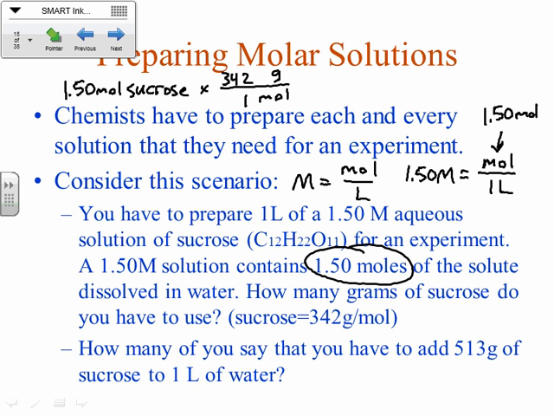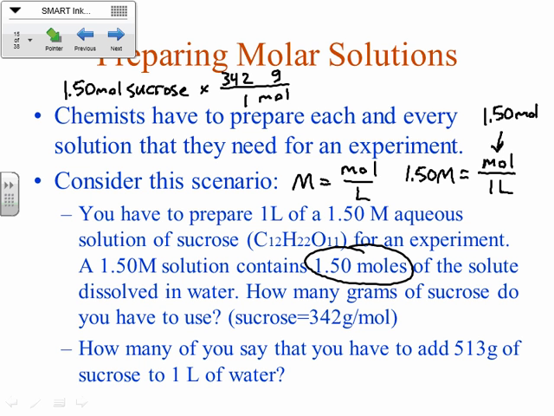So then, is that what we do? We add 513 grams to 1 liter of water. Does that sound right? I guess we should make sure that it's actually 513, right? It is, okay. So 513 grams of sucrose to 1 liter of water.